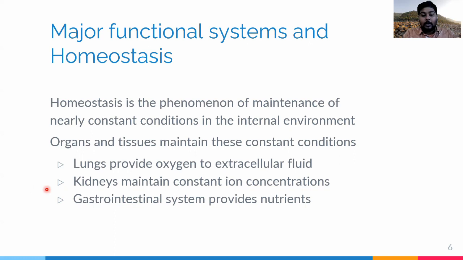Next, the kidneys also maintain constant ion concentrations in our extracellular fluid by filtering excess amounts of fluid and ions through the glomeruli. We will learn more about this when we go through the lecture on the renal system. And finally, the gastrointestinal system provides nutrients which are consumed by the cells. So all the cells consume various nutrients in order to live and function, and these nutrients must come from somewhere into the extracellular fluid. In order to maintain homeostatic or constant levels of nutrients in the bloodstream, the gastrointestinal system provides these nutrients.